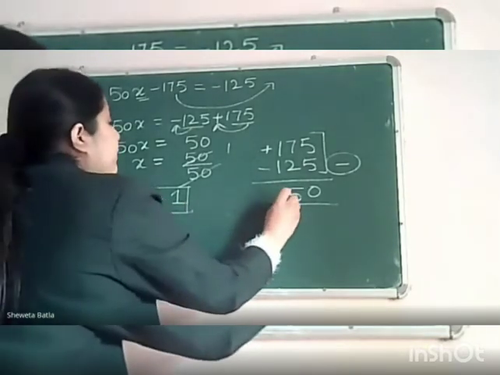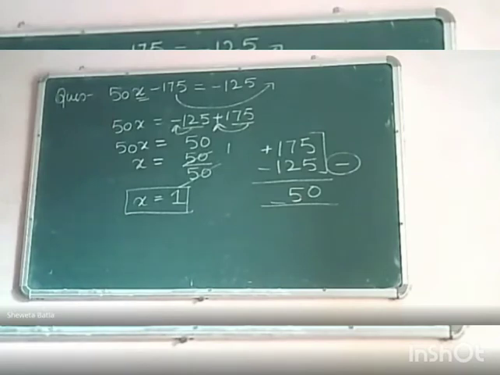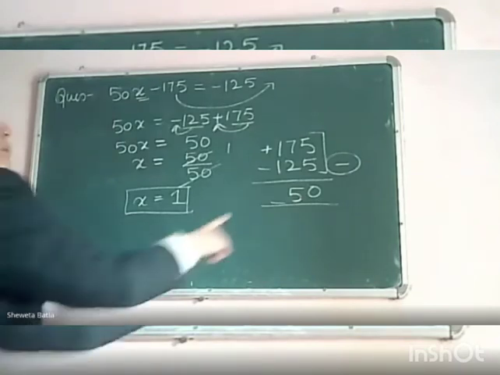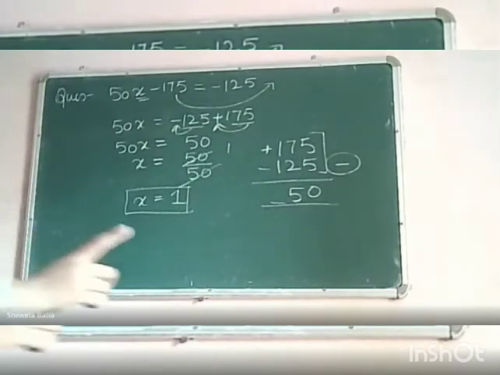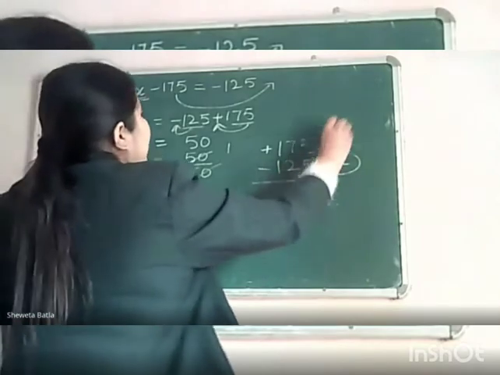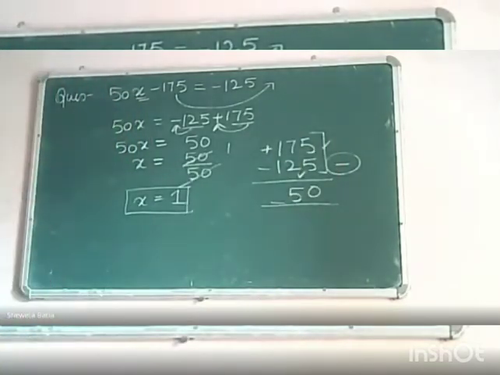Now, what sign do we have to put before 50? There's a problem now. What sign will we put before 50? We will put the sign of the greater number. We will always put the sign of the greater number. Now, which is greater? 125 or 175? Which is greater? You tell me.